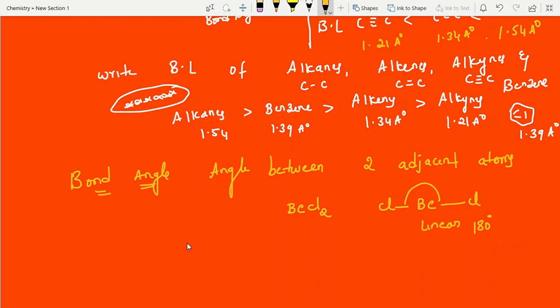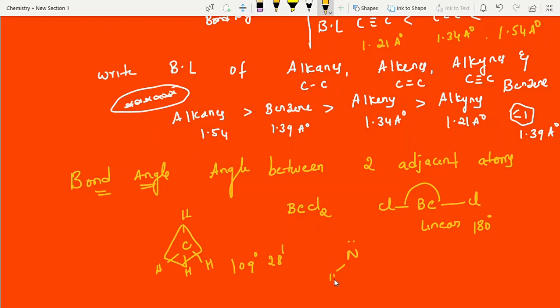Suppose you look into the ethane molecule. This is tetrahedral shape, right? Between these two, and between these two, what is this bond angle? 109 degrees 28 minutes. Now, the NH3 molecule.